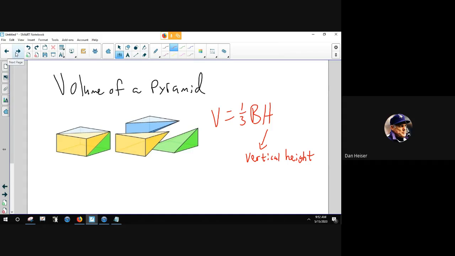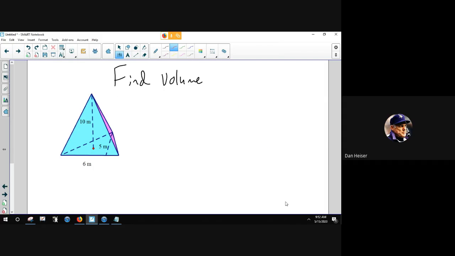A couple of examples. Let's find the volume of this pyramid. We know it's 1/3 base area times vertical height. Our base area is going to be the area of a triangle, and then our vertical height. So we have the area of a triangle times the height of the pyramid.